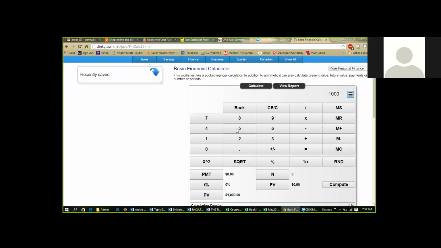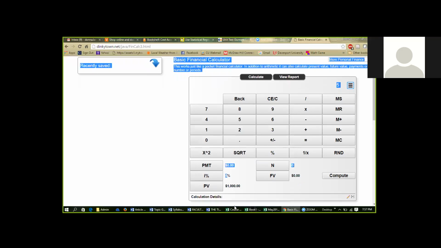I'm going to put in a bank account that's going to give me 5% interest. I just have to type the 5 and hit the interest button. It makes it 5%. So you don't have to worry about converting percents to decimals or typing in a decimal sign or percent sign or anything. Okay, so now I've told it I'm going to put $1,000 in the bank, and the bank's promising to give me 5% interest.